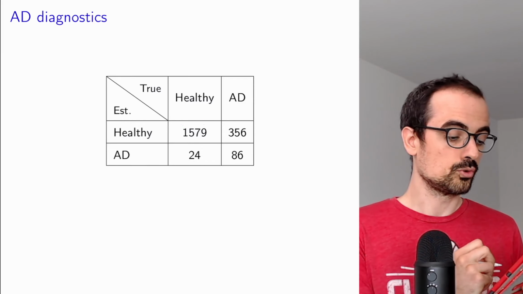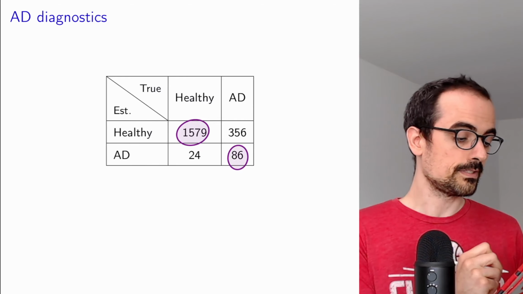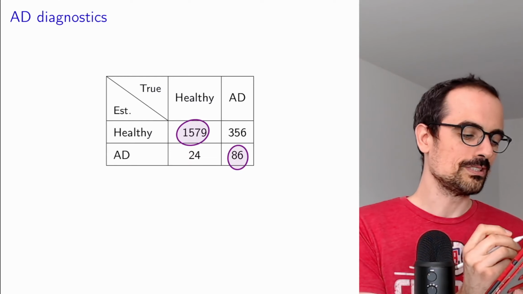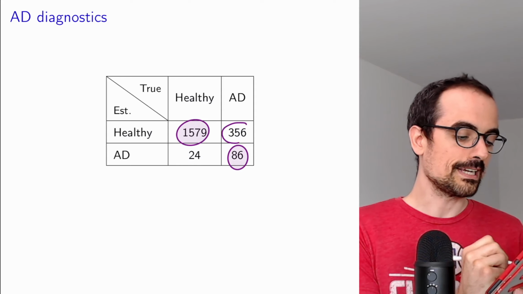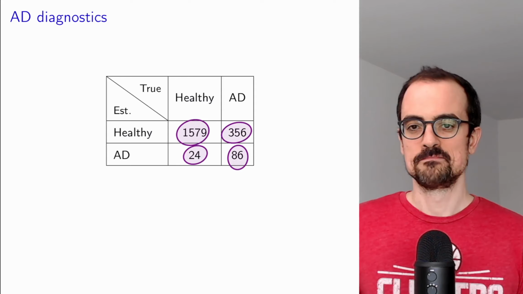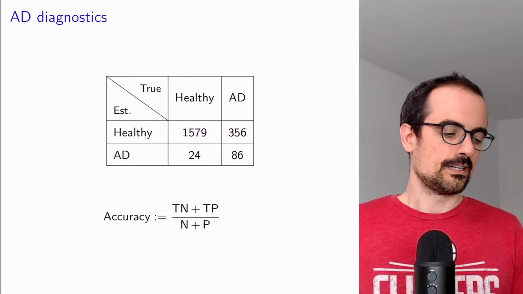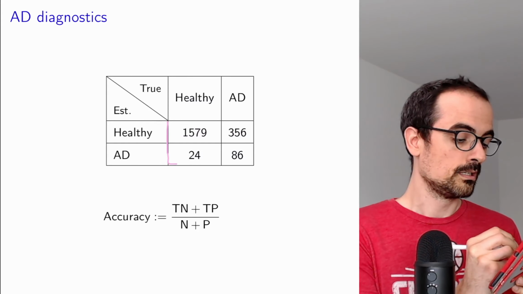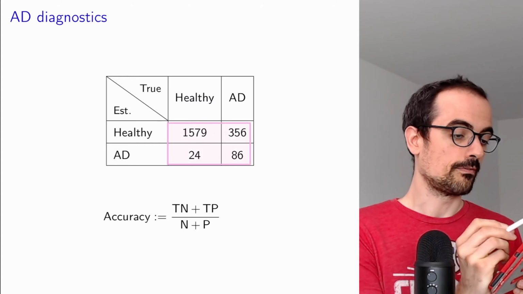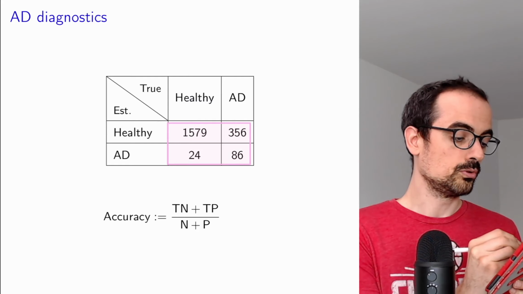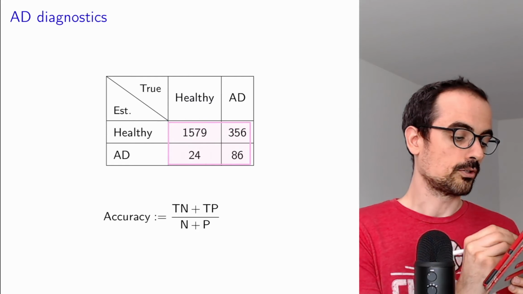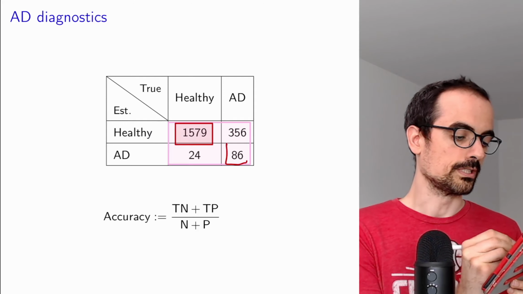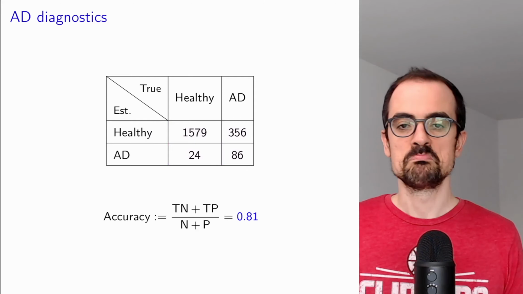This is what the confusion matrix looks like for our Alzheimer's example. These are the true negatives, true positives. Let's see if I get this right, because I always get this stuff wrong. Hopefully I won't. These are false negatives, and these are false positives. I think I got it right. So now, what is the accuracy? In the accuracy, we consider all of the data points, and then we want the fraction of those that correspond to true negatives and true positives. And that fraction is 81%, which is not bad.